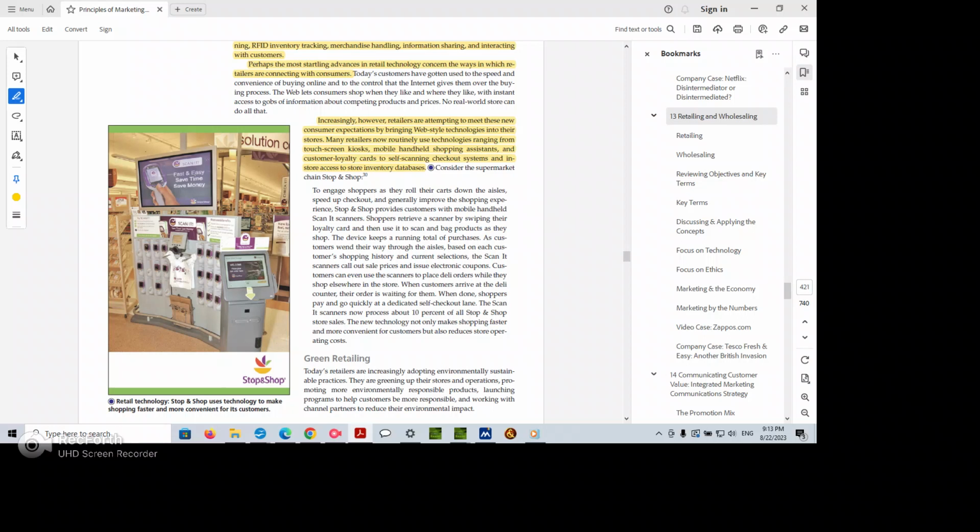Shoppers retrieve a scanner by swiping their loyalty card and then scan products as they shop. The device keeps a running total of purchases. Okay. As customers' shopping history and current selections are recorded, the scanners pull up the prices.